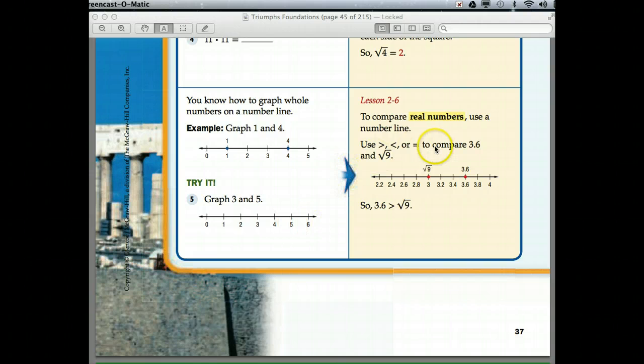So in Lesson 2.6, we're going to be comparing real numbers, and we're going to use a number line. We're going to be using greater than, less than, or equal to compare 3.6 and the square root of 9. So think about the square root of 9. What number times itself will give you 9? You're right. It'll give you 3. So the square root of 9 is less than 3.6.